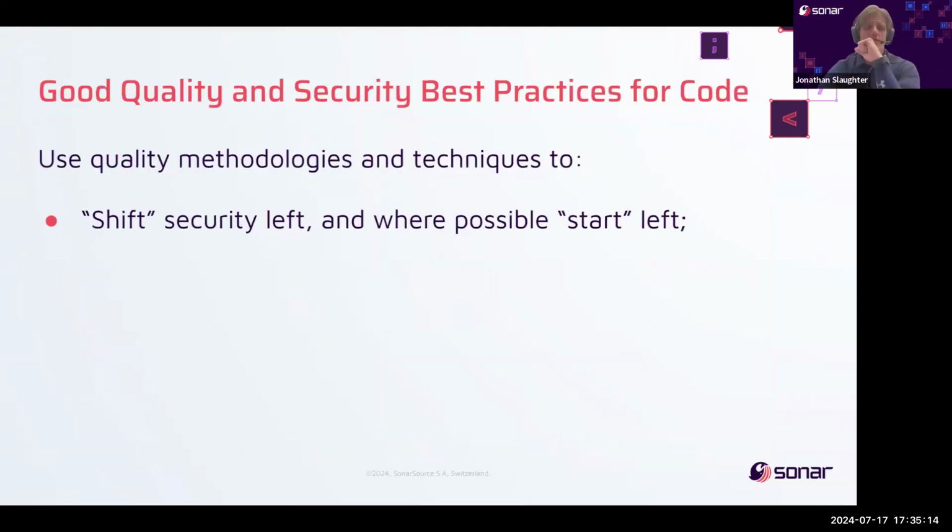So one of the things that we'll talk about here is good quality and security best practices for code as we dig into it. Quality methodologies can help you. They talk about shifting security left and where possible start left. And for those of you who are old school individuals from the DevOps and DevSecOps world like me, the actual term shift left was actually start left. Go back to the beginning and start there and work from the front. Know what your outcome is going to be, and then establish those parameters that you need to do beforehand.